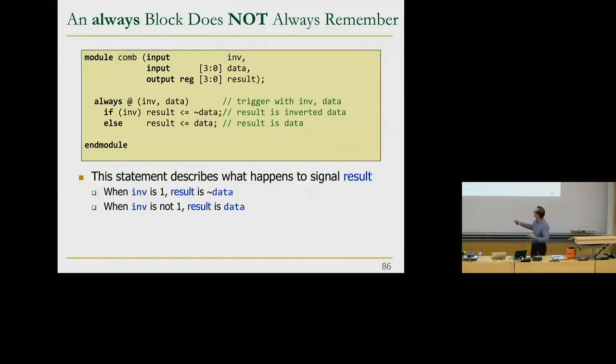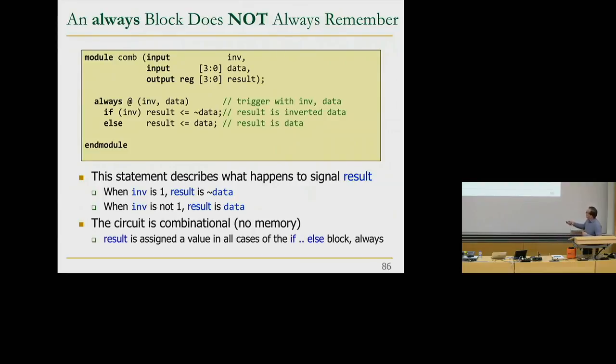That's not a sequential circuit because there's nothing to remember over here. You don't remember things. Whenever the inputs change, outputs change. Okay? So the circuit is combinational, the result is assigned a value in all cases of the if-else block, always. So you need to examine the always block to see if it's sequential or combinational.